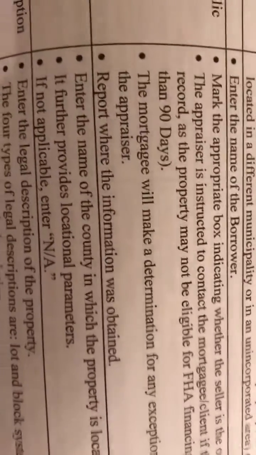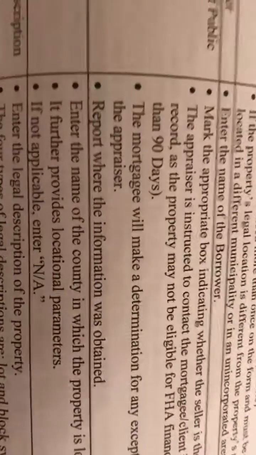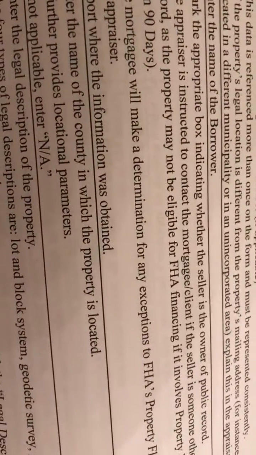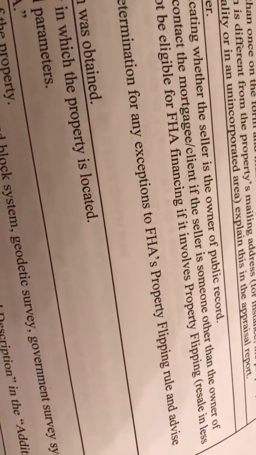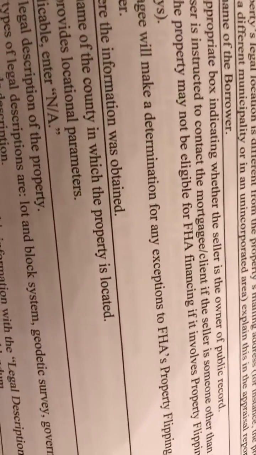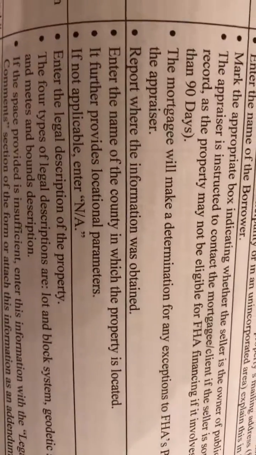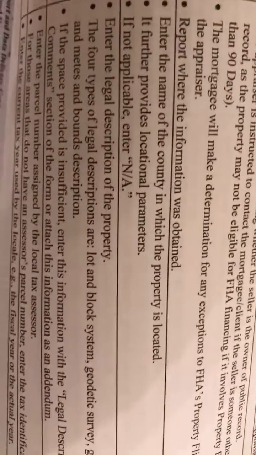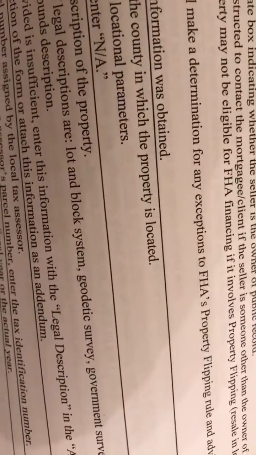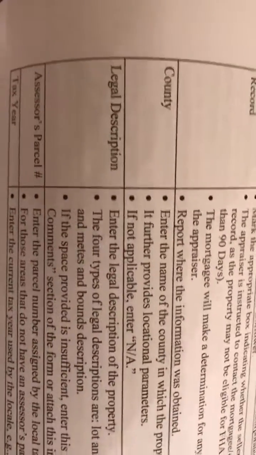Field, owner of public record. Protocol. Mark the appropriate box indicating whether the seller is the owner of public record. The appraiser is instructed to contact the mortgagee/client if the seller is someone other than the owner of record, as the property may not be eligible for FHA financing if it involves property flipping, resale in less than 90 days. The mortgagee will make a determination for any exceptions to FHA's property flipping rule and advise the appraiser. Report where the information was obtained.